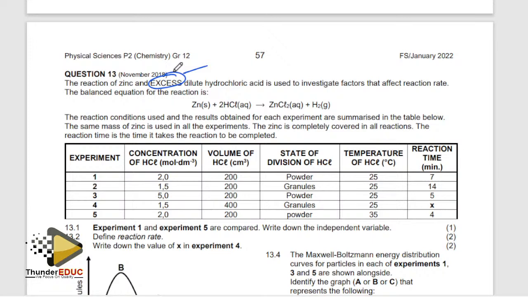Or it is that reagent which finishes first before other reagents have finished, and then it causes the reaction to become complete, or they stop.